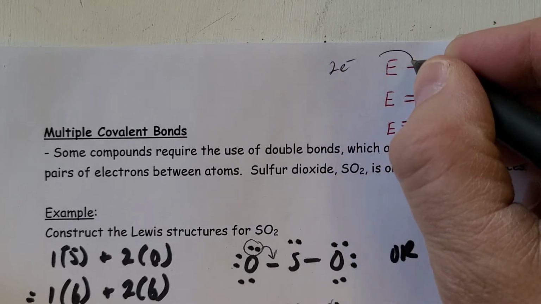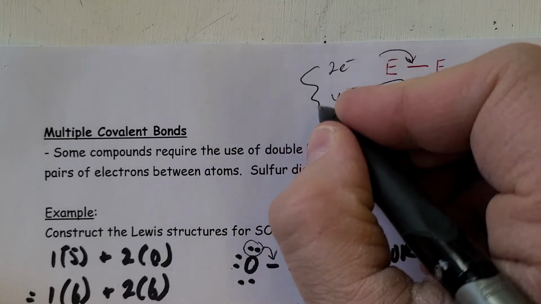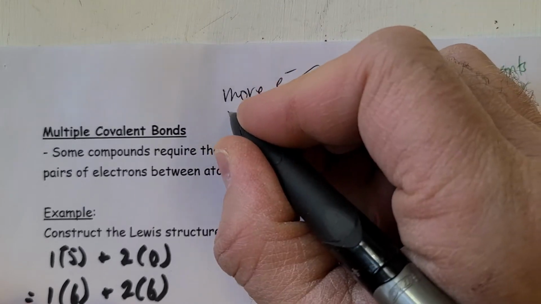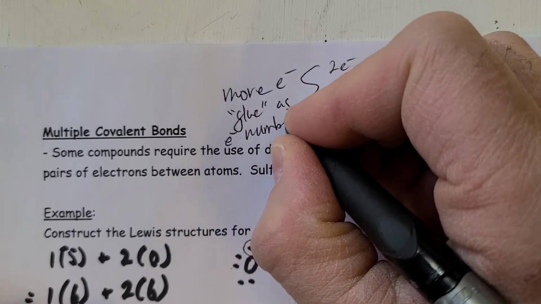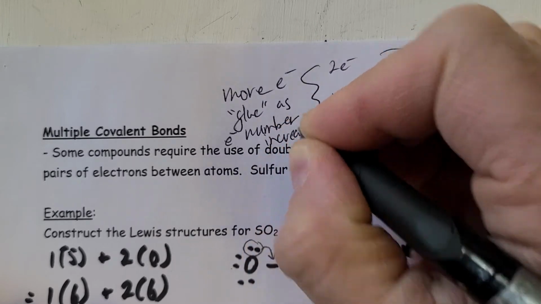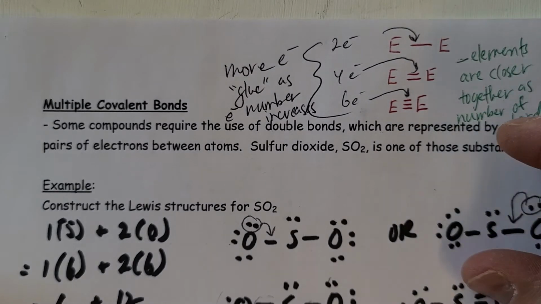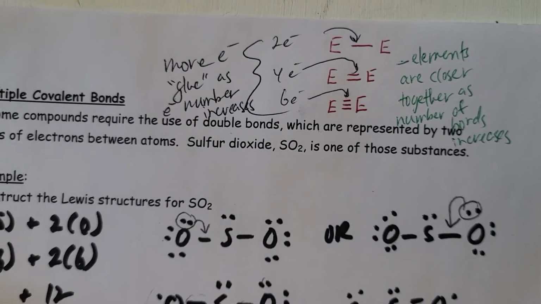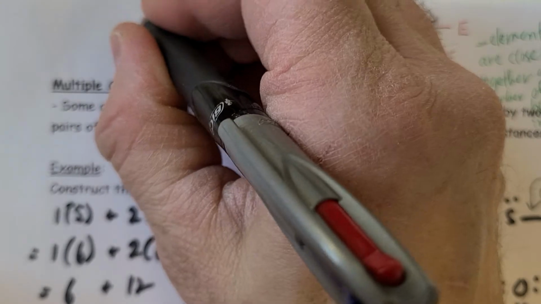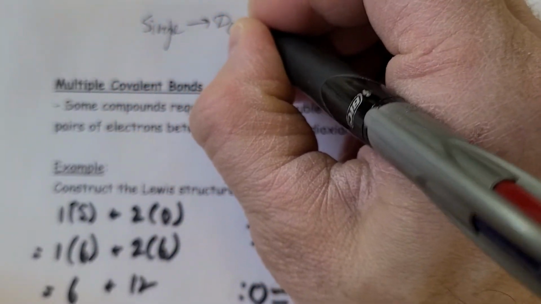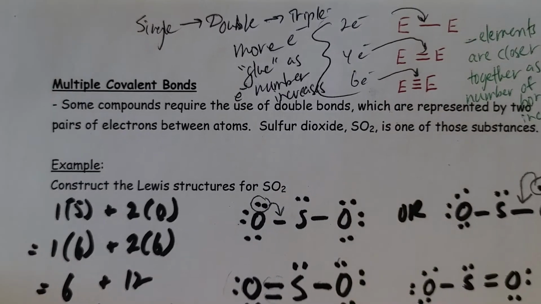So here you'd have 2 electrons, 4 electrons, 6 electrons. You can think about it as more electron, quote-unquote, glue as electron number increases. So it causes them to be pulled together and held more securely, more attraction, the more electrons you have. So you can think of it as more electrons mean more electron glue, and the bonds become smaller as you increase from single to double to triple. That's one thing that I wanted to mention there as we go from one to the other.